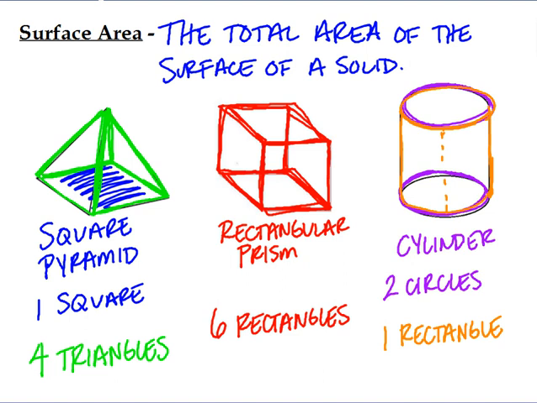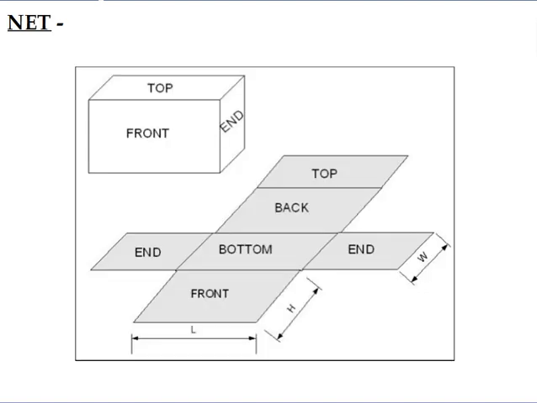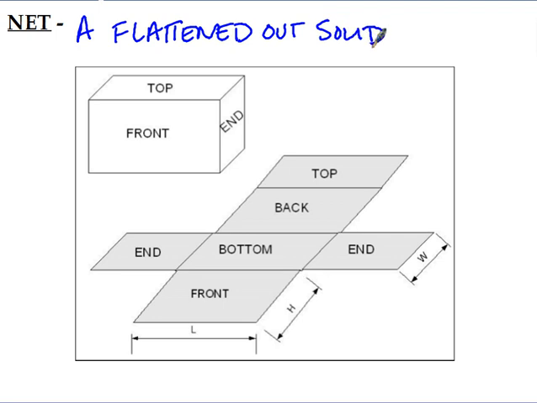Now you're going to hear me say net a lot. And a net is just the flattened out solid. So here I have a box, okay? I can think of this as being my length, this is my width, and this is my height. Now if I took that box and cut it along some edges and laid it all out, this is what it would look like. It's like it's unfolded. Like if you took a cereal box and unfolded the whole thing, we could make it flat, and this is what it would look like.